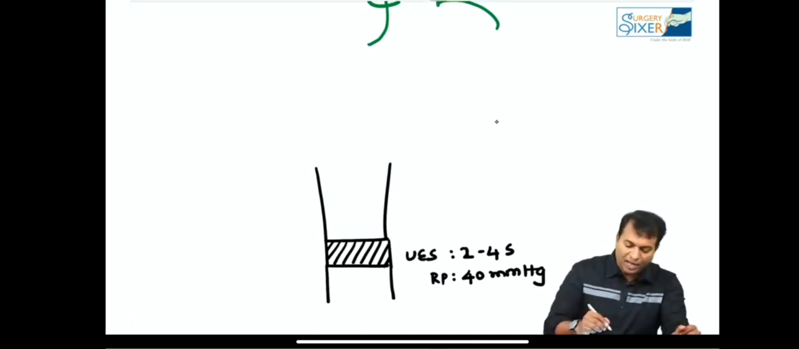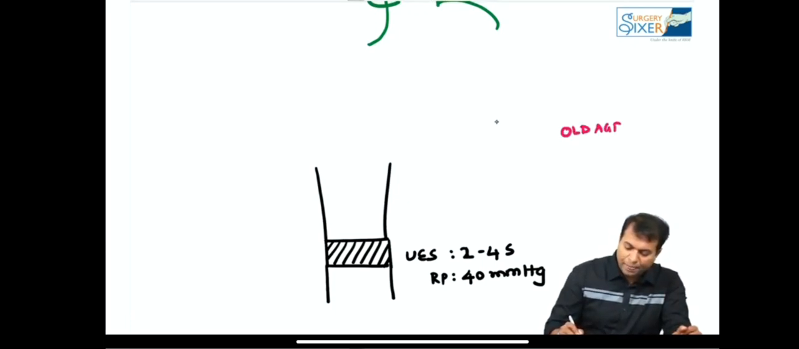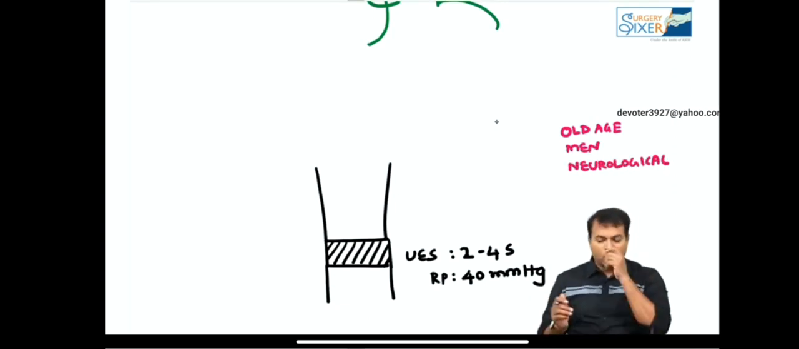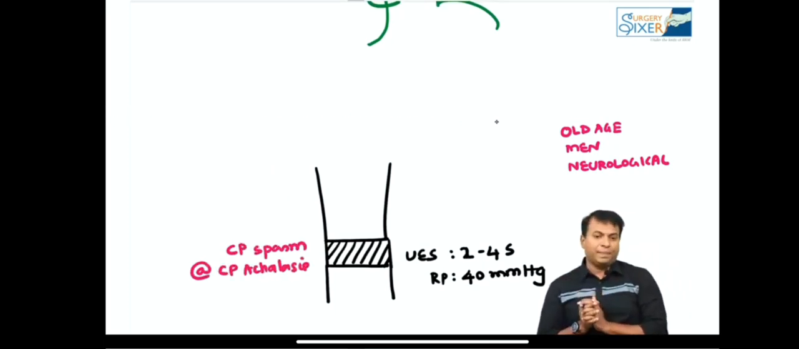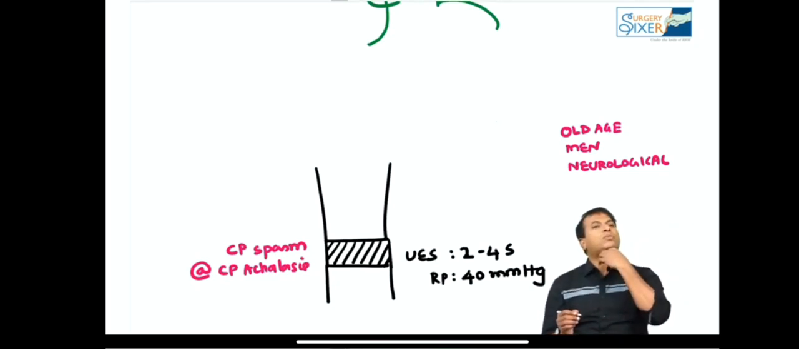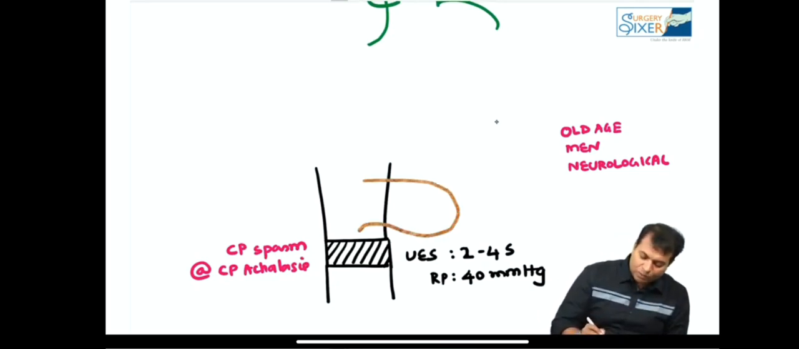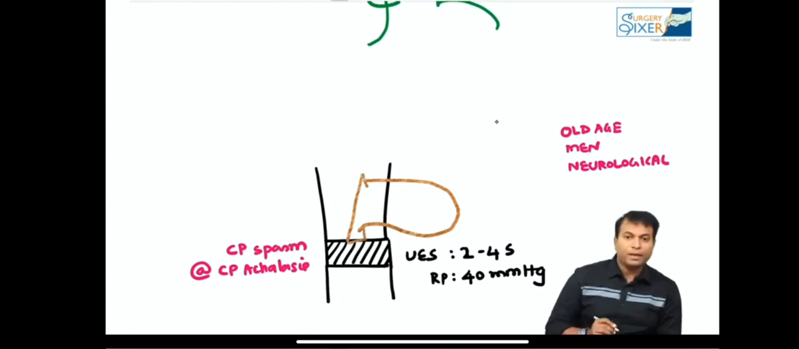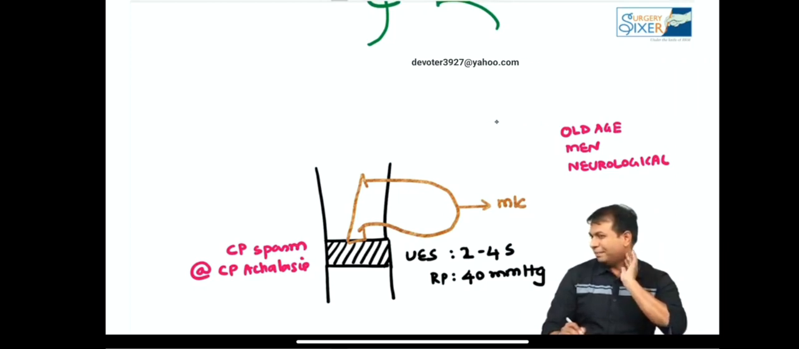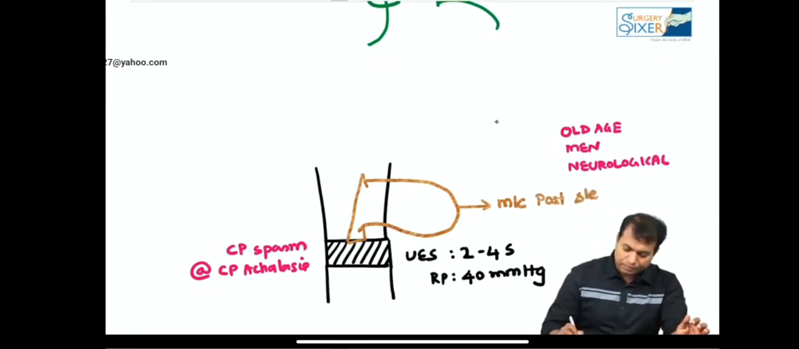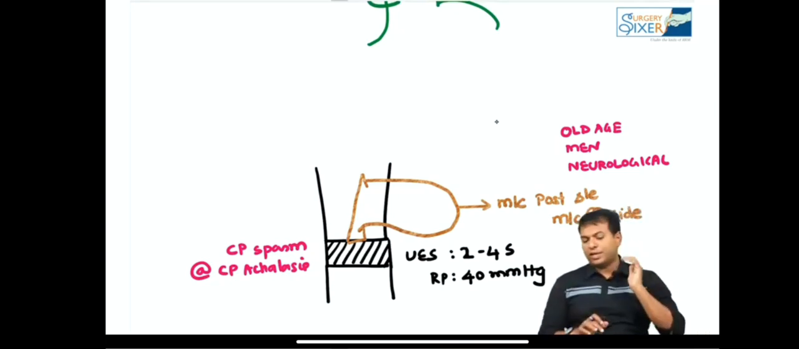Now, in old age, what happens? In old age, especially in men, those who have neurological disorders like Parkinson's or some other neurological problems, this cricopharyngeal muscle will go into spasm, also known as cricopharyngeal achalasia. Therefore, if a patient tries to swallow something, the cricopharynx will not open up, and a diverticulum results through the weakest area, that is Killian's triangle. The diverticulum is most commonly seen on the posterior triangle, behind the sternocleidomastoid, most common on the left side.